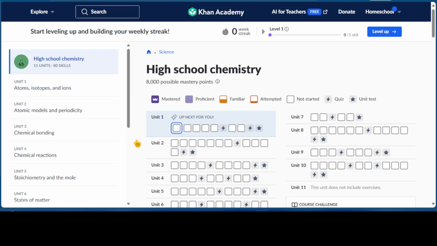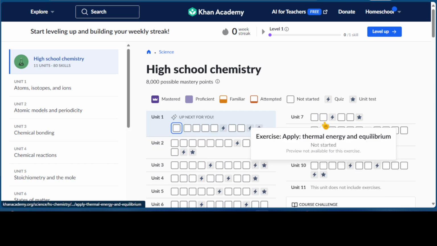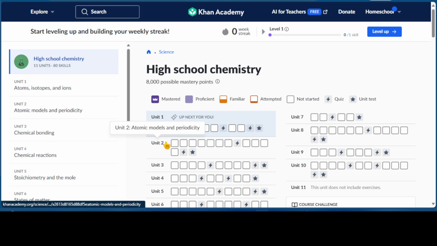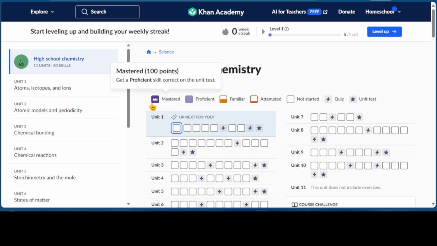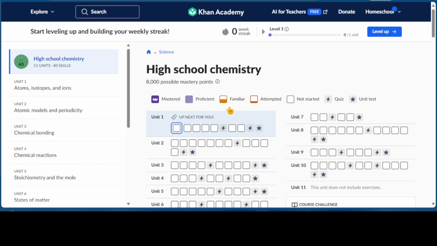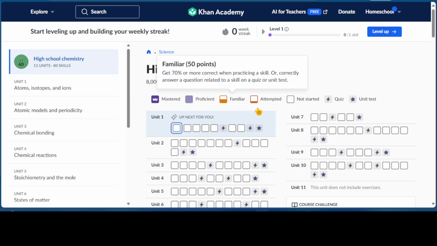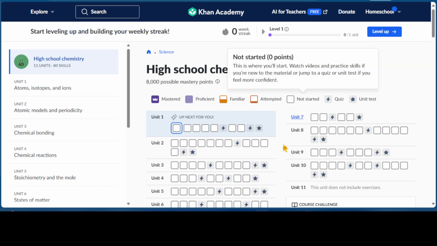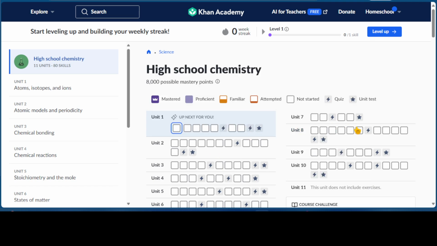When you assign this particular course to your child, they will have a little graph or chart just like this. The checkbox will fill in when your child completes that particular lesson or study for that particular subject area. It will tell you if they've mastered it, they will have a crown there. If they're proficient at it, they did really well. They're also familiar with it, so it's just halfway if they attempted it or not started, as these are open here, and then it'll give you the quiz and the unit test as well.